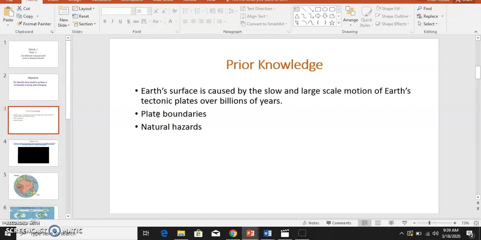Now, we have the oceanic plates and the continental plates. Remember all those? Now, talk about the plate boundaries, the boundaries between each of them, when we learned about the convergent boundaries, divergent boundaries, and the transform boundaries, all of those. And we also learned about the subduction zone. We also talked about the natural hazards, the hazards that occur on Earth as a result of the motion of the tectonic plates. These are the previous things we've studied.